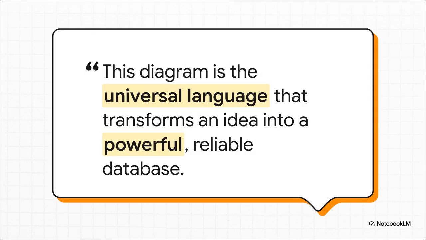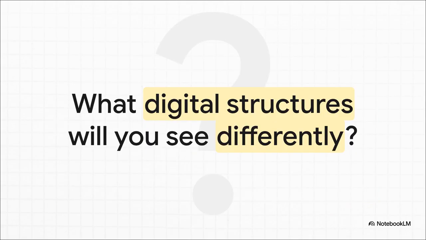You know, this diagram is so much more than just a drawing. It's like a universal language. It's what translates a business idea into a powerful, reliable database that can run an app, a website, or an entire company. This is the big payoff for doing good design work up front. And that's really what it's all about. So the next time you're using an app to book a flight, or order some food, or stream a movie, just pause for a second. Try to imagine the blueprint that's running underneath it all. Because now that you can read the blueprint, what hidden digital structures will you start to see all around you?